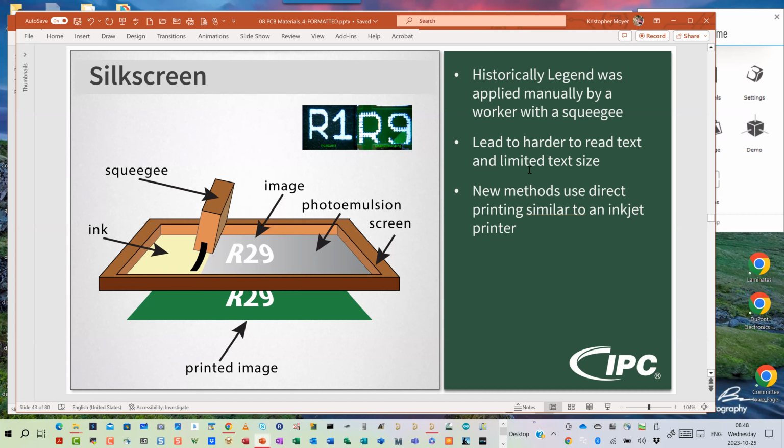Newer methods exist that use direct printing, similar to an inkjet printer. The first generation of direct printing used old dot matrix style printing, where it put a dot, a dot, a dot, and basically up close it was a bunch of dots, but at human readability distance, you could see the character out of it. Newer machines are direct inkjet printing, and we'll see an example of one of those machines next week during manufacturing.